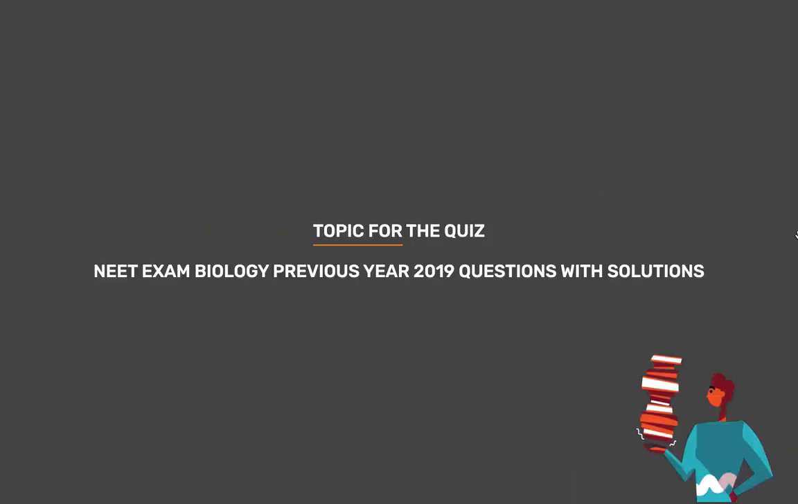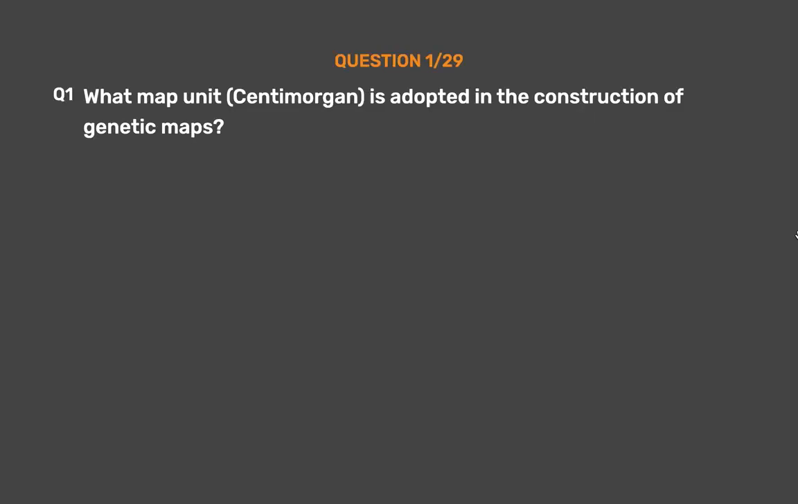Topic for today's quiz is NEET Exam Biology Previous Year 2019 Questions with Solutions. Question number 1. What map unit, centimorgan, is adopted in the construction of genetic maps?